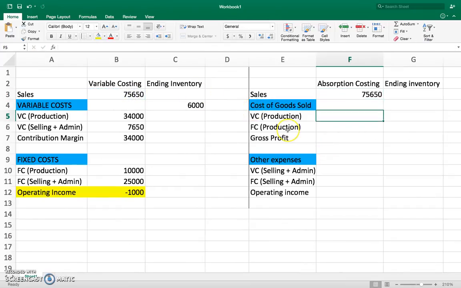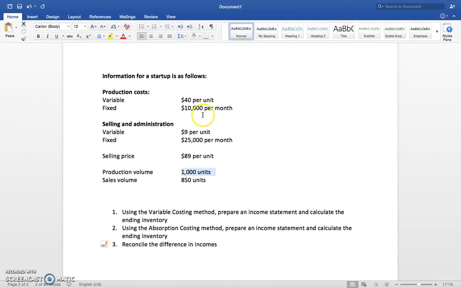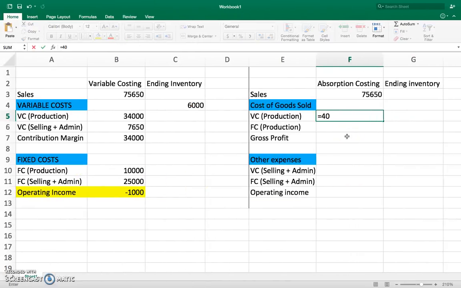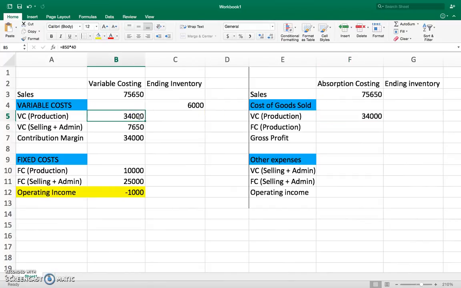Cost of goods sold, so variable cost of production. Let's take our variable cost over here. That's production, $40 per unit, multiplied by 850. So $40 per unit multiplied by 850 gives me 34,000, just as it did over here. Okay, then moving on to fixed cost production. That is where people get confused a lot.